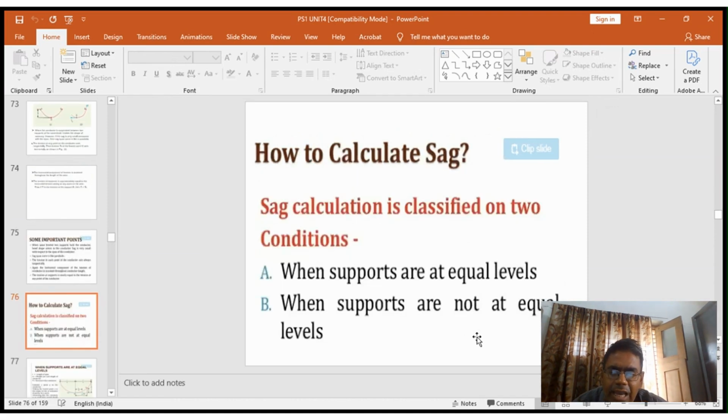How to calculate the sag? Sag calculation is classified into two conditions. One is when supports are at equal level. The second one is when supports are at unequal level.